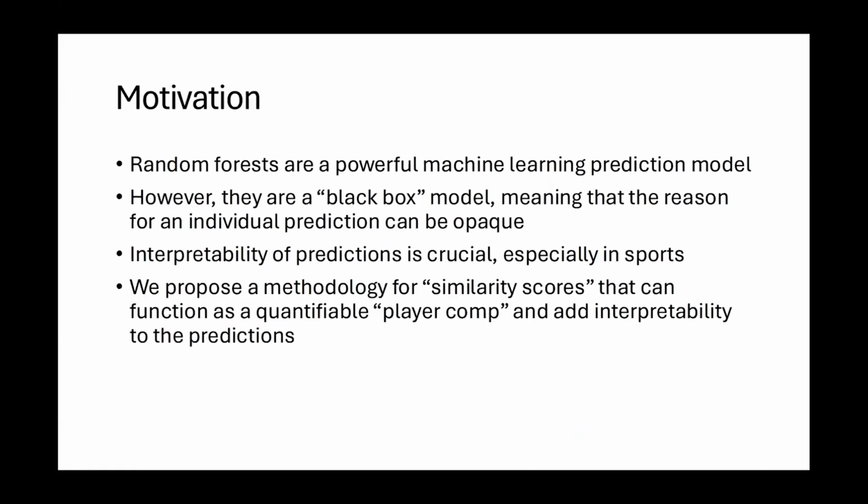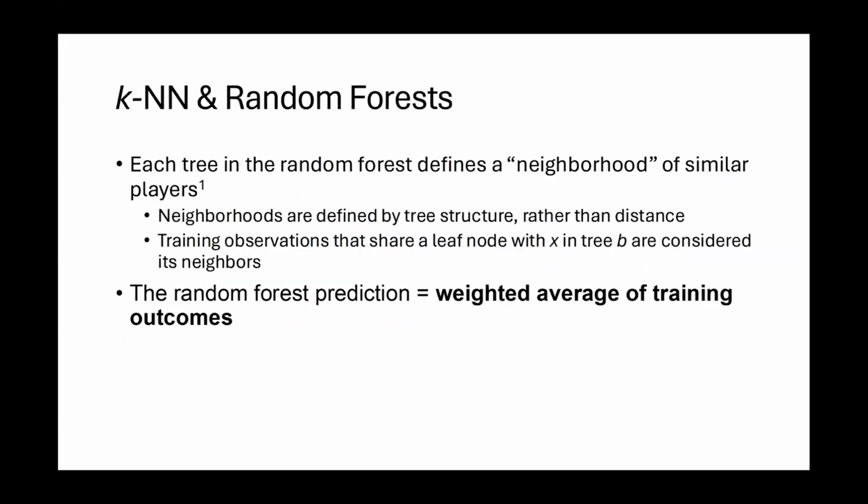Machine learning models are becoming more and more common in sports. The issue with machine learning models is that they're not super interpretable. It's pretty difficult to tell where the predictions are coming from. And interpretability is crucial, especially in sports, because it allows you to have trust and confidence in your prediction. And so with this, we propose a methodology for creating a similarity score that functions as a quantifiable player comp and therefore adds interpretability to these predictions.